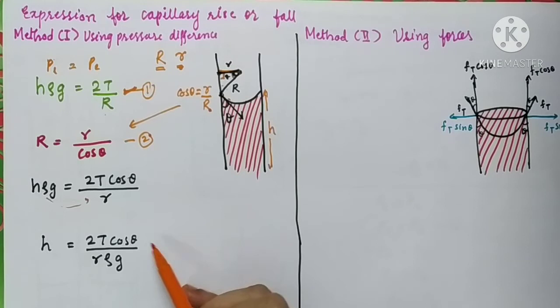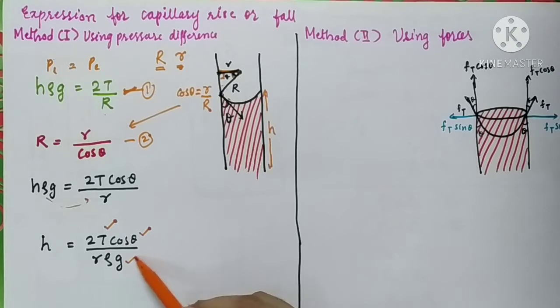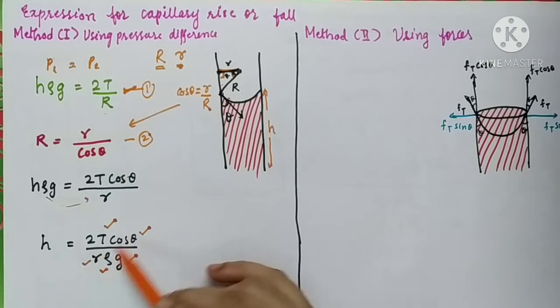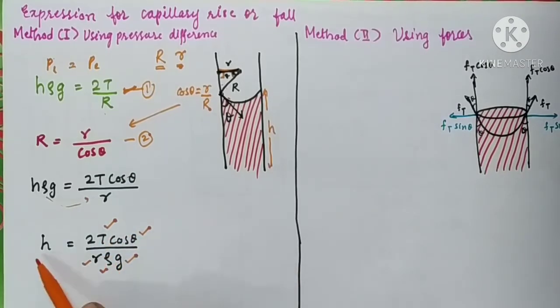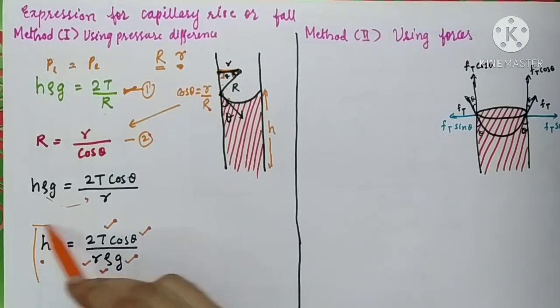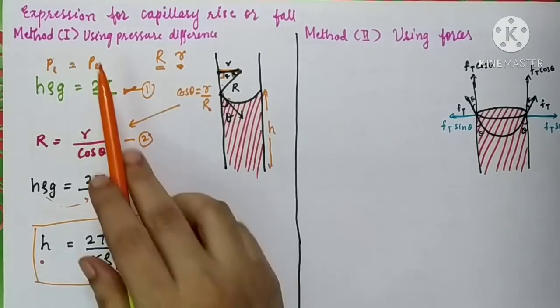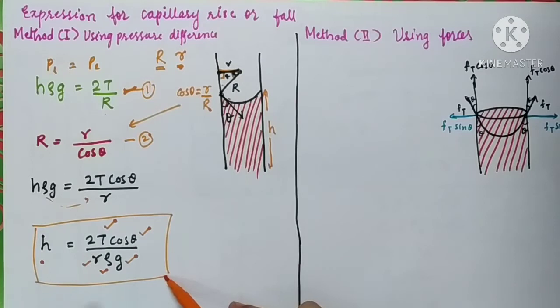So in order to measure the height of a liquid column inside a capillary tube, you need to know the surface tension of the liquid, the angle of contact, the acceleration due to gravity, the density of the liquid, and the radius of the capillary tube. Once you know the values of all these things, you can easily get the height of the liquid column rise in a capillary tube. So this formula of h we are going to get. This is one of the methods. By using pressure difference, we have calculated the formula of h.